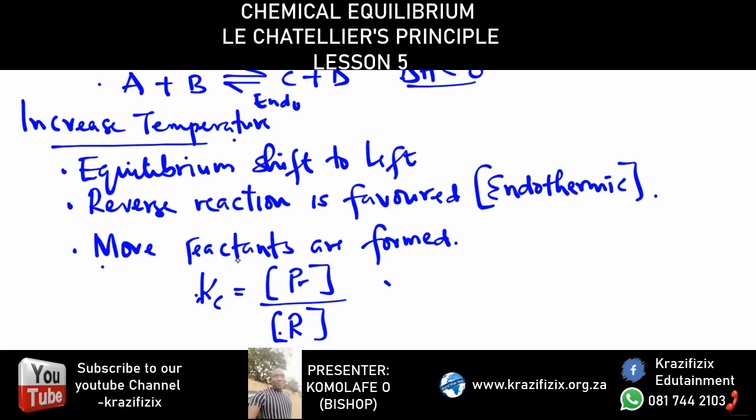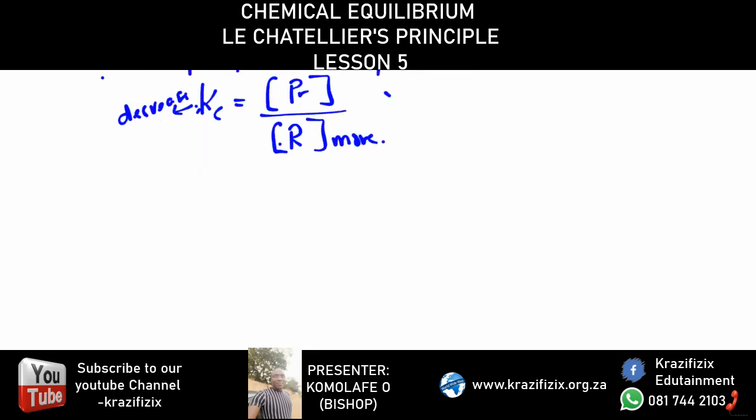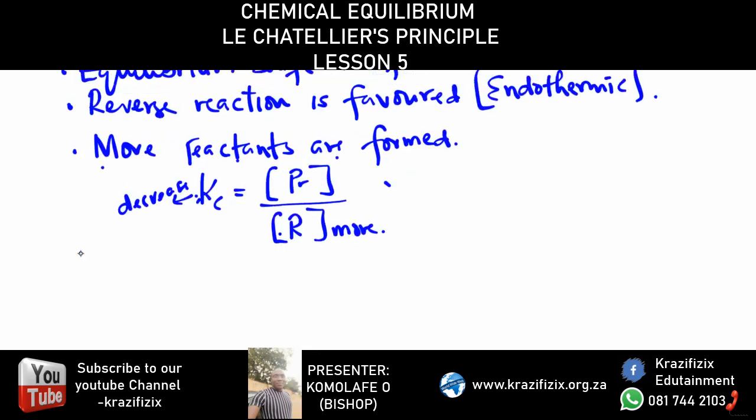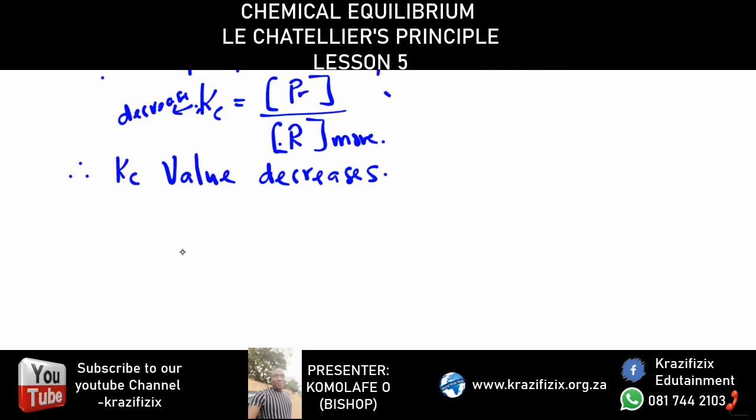Since more reactants are formed, what would happen to Kc value? Kc value will decrease, because now you are dividing with more. More reactants are formed, therefore Kc value decreases. I'll give you a question. I'll analyze a question for you just now. All right. Kc value decreases. Let's look at a case study quickly. Case study.